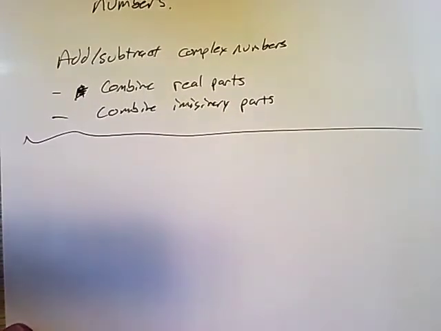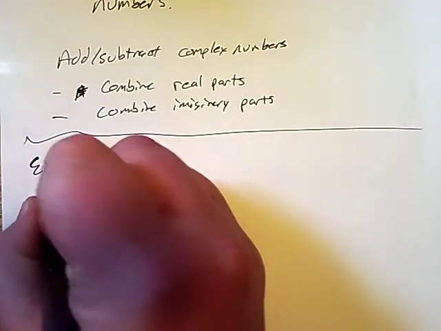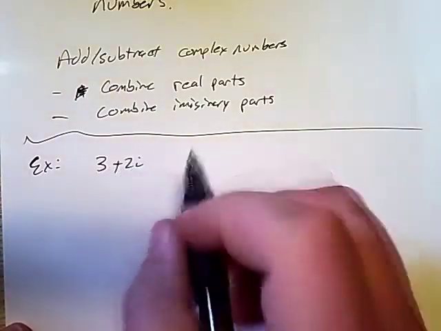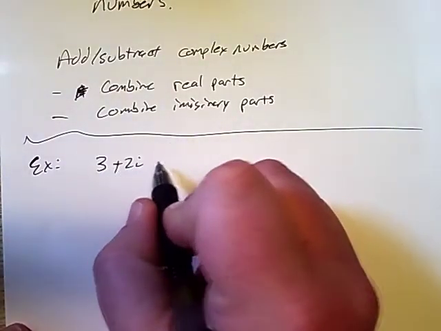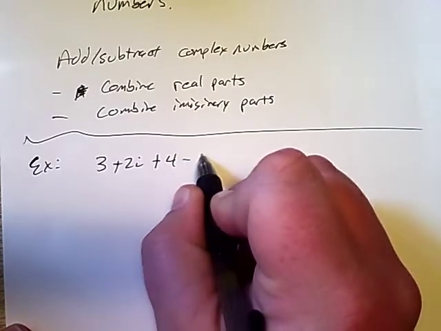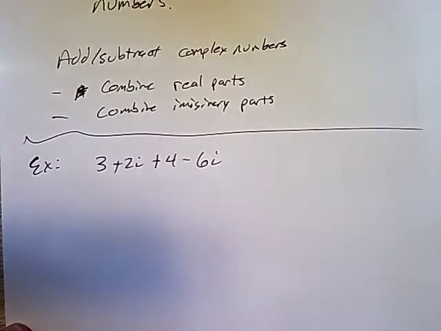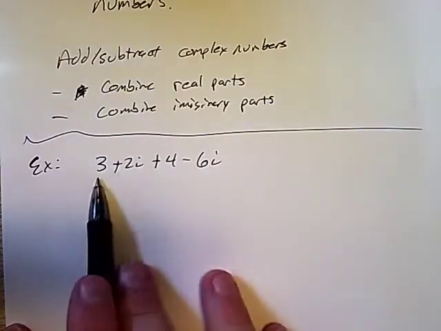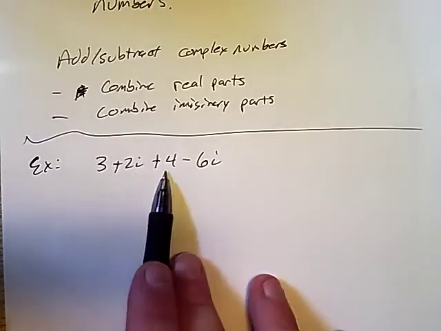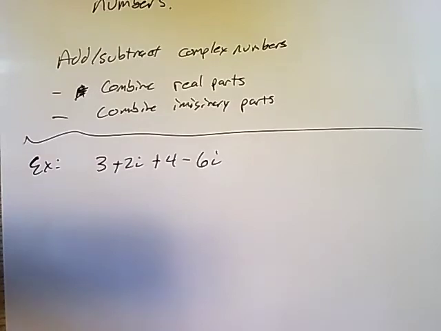Alright, so if we had, let's say, 3 plus 2i, and then let's say plus 4 minus 6i. Alright, so we're looking at two distinct complex numbers. We have 3 plus 2i and 4 minus 6i.